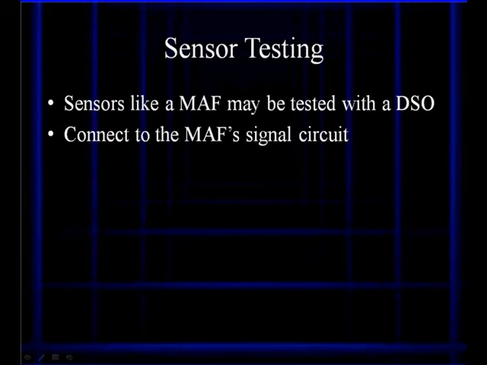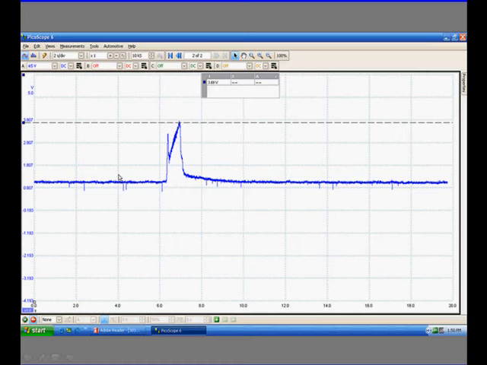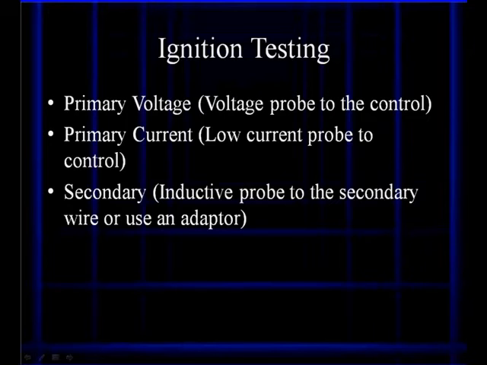Sensor testing: sensors like MAFs can be tested with the lab scope. And you're going to connect to the sensor signal circuit. In this case, we're going to show you a MAF, so we're going to connect to the MAF's signal circuit. And this is a Ford MAF, mass airflow, and you see it's going along there, and we snap the throttle, and it should go through to a certain voltage level. And if you have a digital mass airflow, like on a GM, you should see the digital signal.